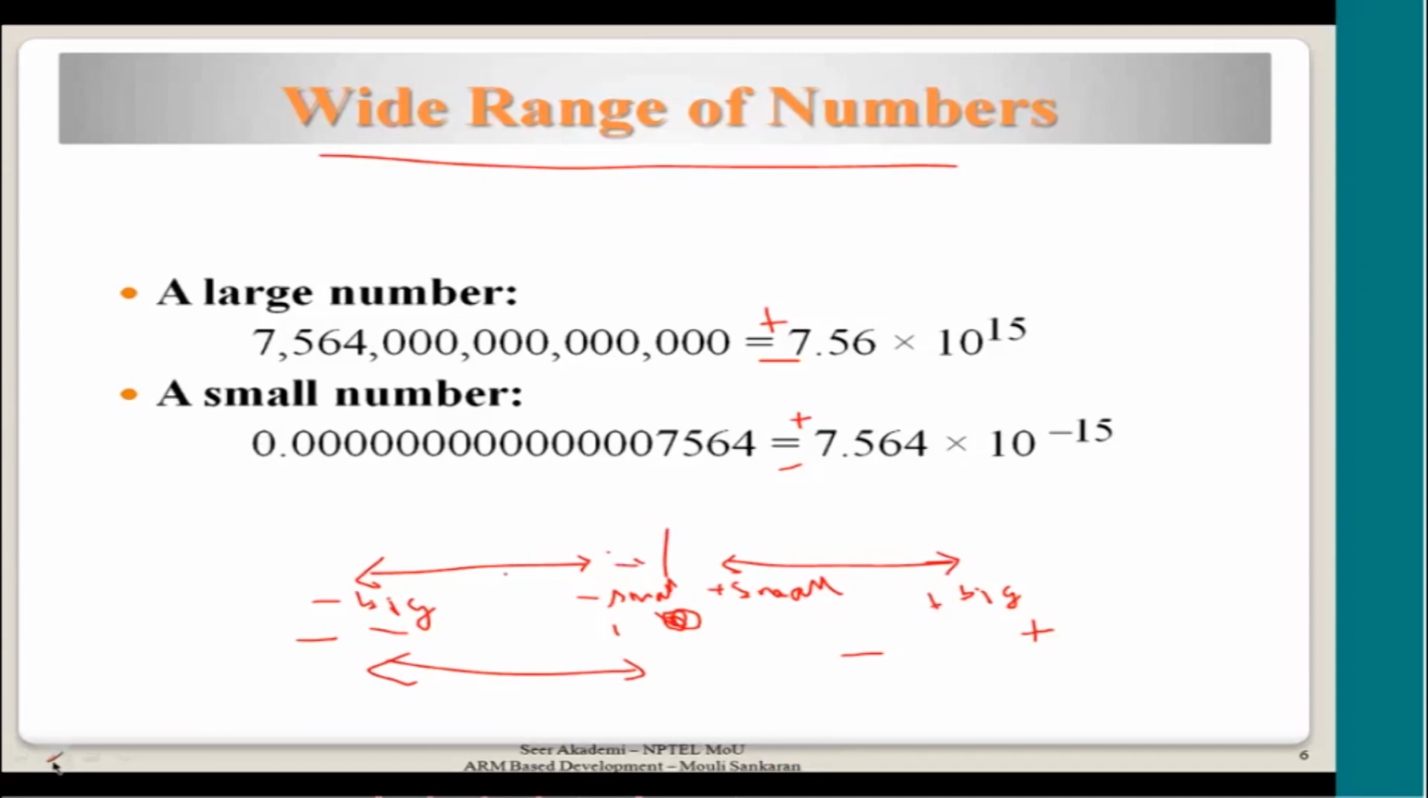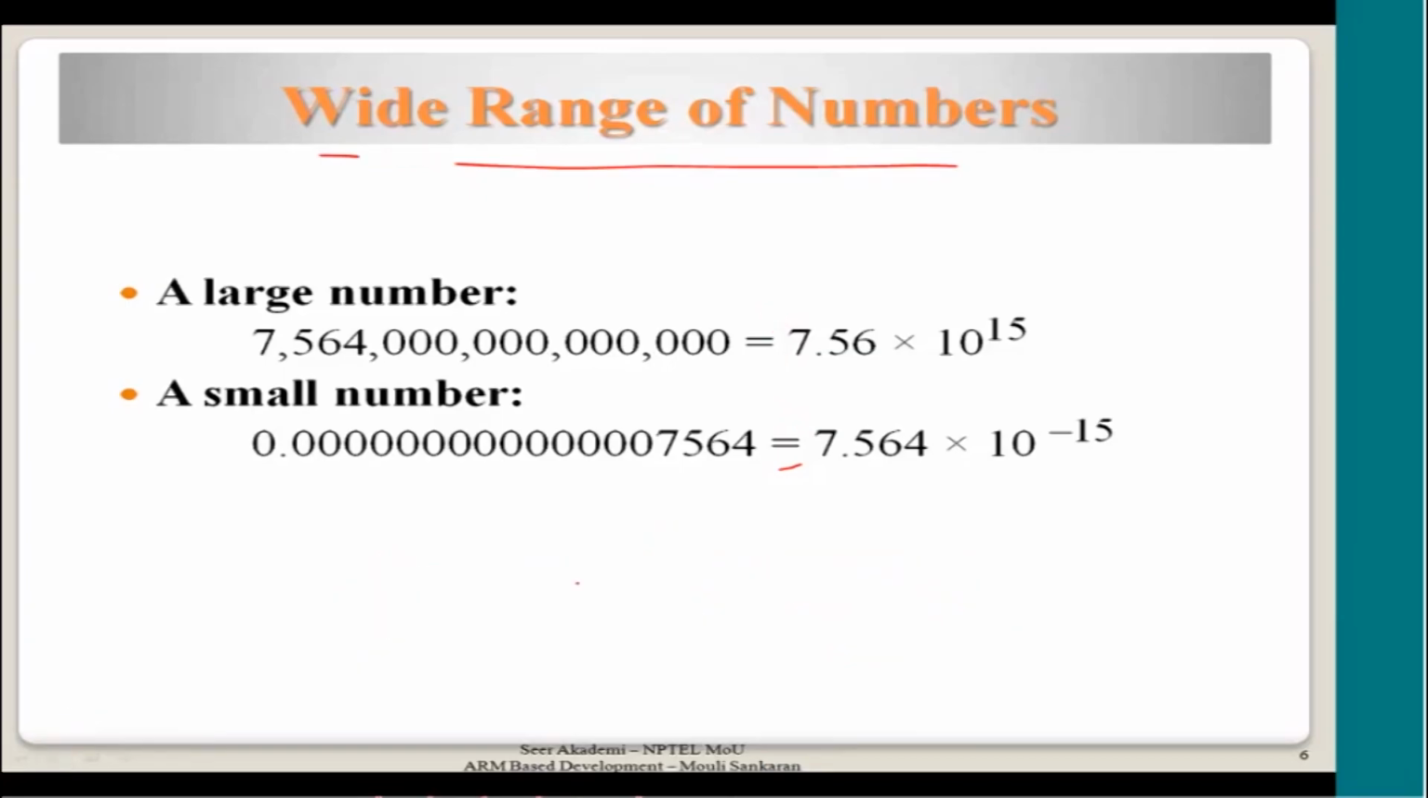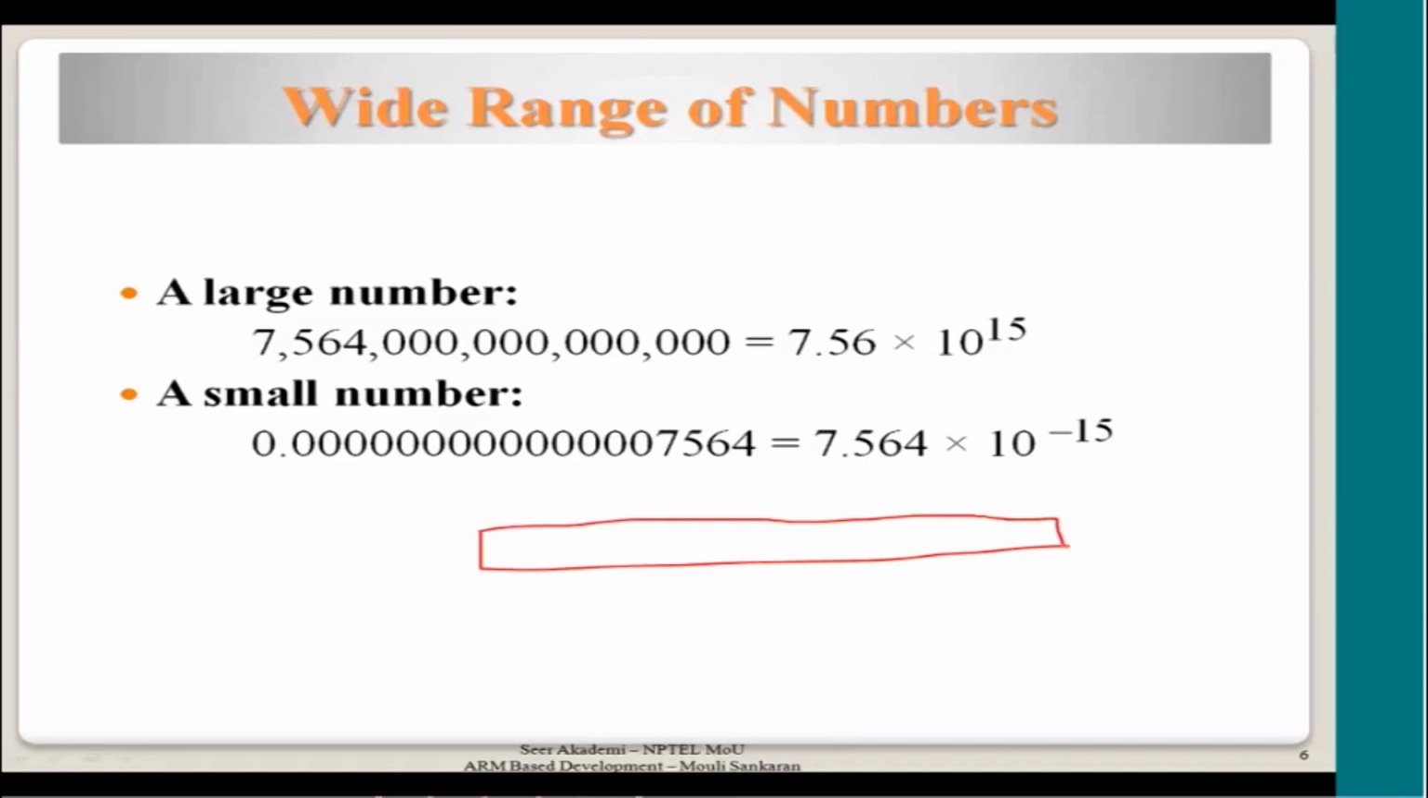So now our problem is, how do we represent this kind of wide range of numbers in a computer? Why is there a problem? I'll tell you. Suppose you have a 32-bit number, a 32-bit range, which can vary from all zeros to all 1s. So you are starting from here and ending with this.